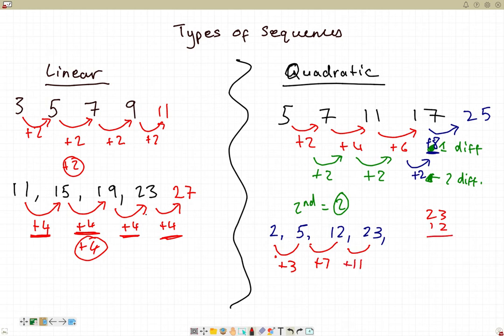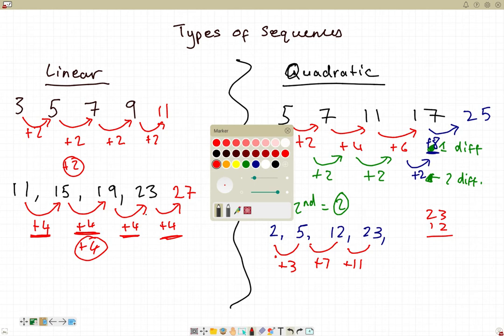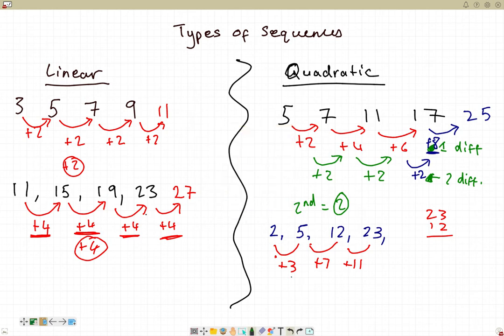Okay, now the second difference, let's have a look. Now the second difference, as you can see, is plus 4. Okay, now it should be the same, otherwise you've made a mistake in your first difference. Now let me get the next term.